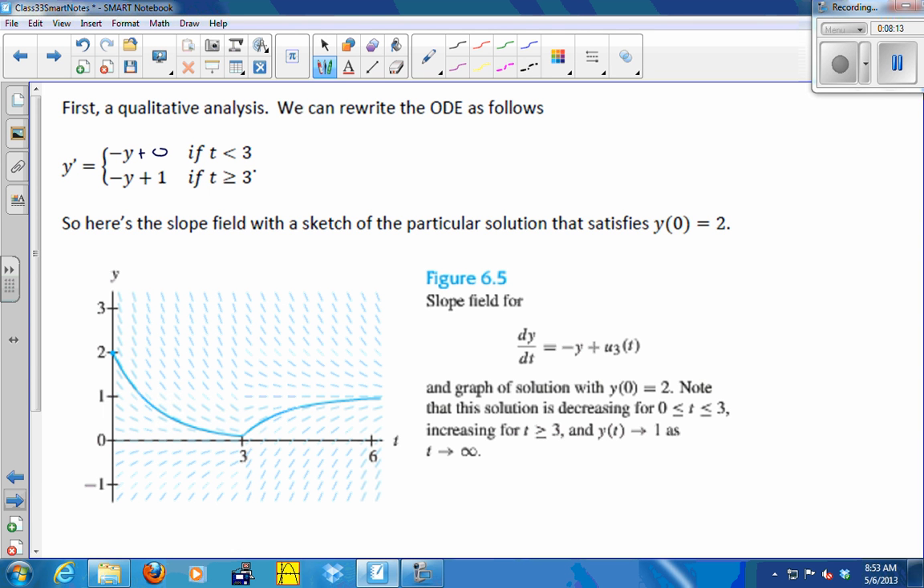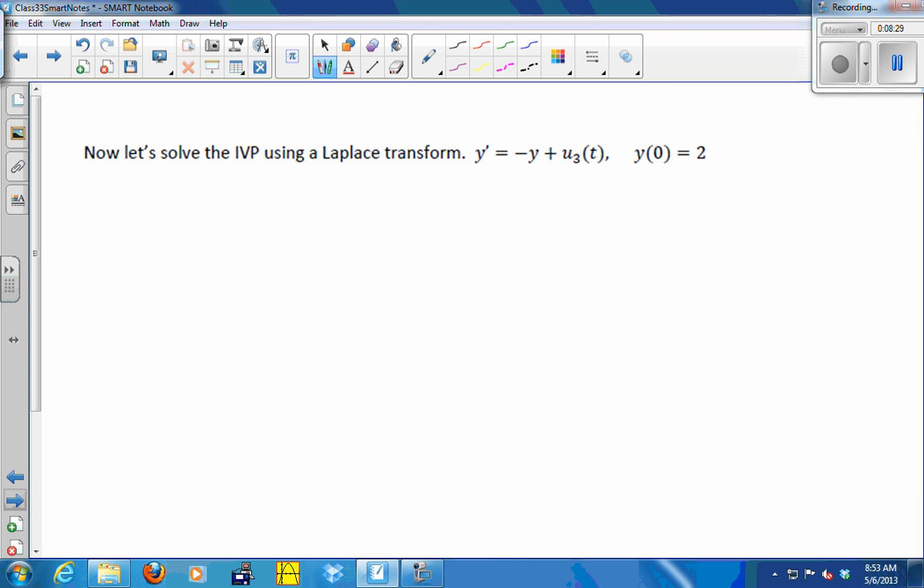Now that I have a qualitative picture of the solution, I can compare that to my analytic solution when I finish, and see if it makes sense. All right, so we want to solve the initial value problem using a Laplace transform.